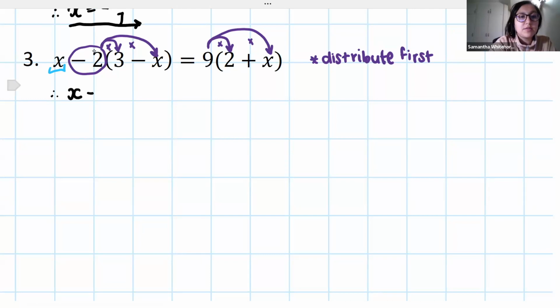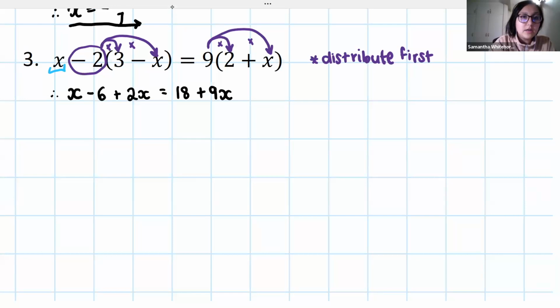-2 times +3 is -6. And -2 times -x, remember, negative times a negative is a positive, and 2 times x gives us positive 2x. That is then equal to 9 times 2, which is 18, and the second distribution, 9 times positive x, which is 9x.